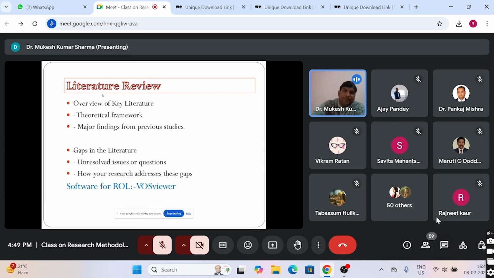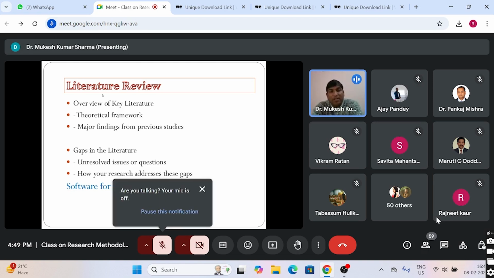The second step is the literature review. Many times, if you prepare your synopsis in the university pattern, it states the chapterization plan of your research. In the chapterization plan, the literature review is a component that comes after the introduction. What comes in the literature review, and what is the task of the research scholar in reviewing the literature?